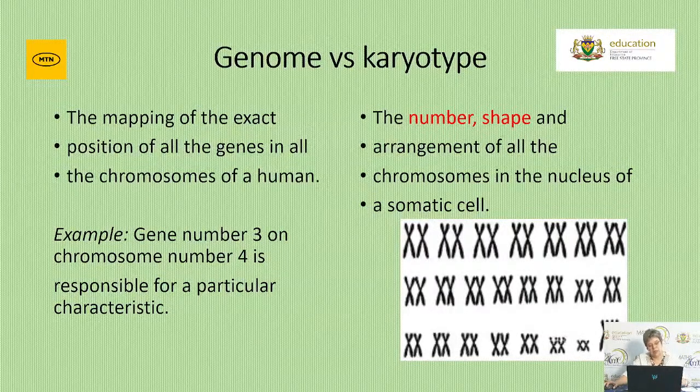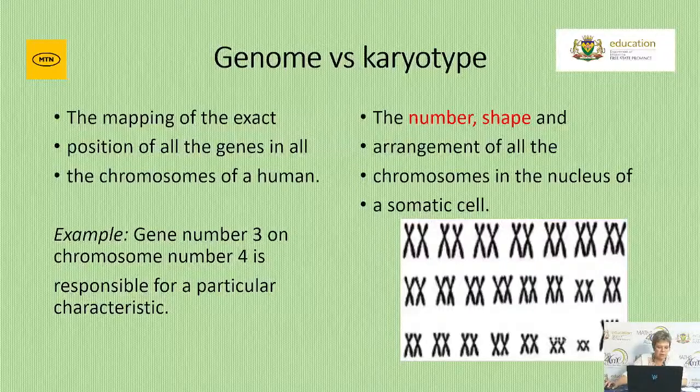A genome is all your genes on all your chromosomes, and that is the human genome. But a karyotype refers to the number and shape of your chromosomes. And in this case, that is called a karyotype, and we can make a lot of conclusions with a karyotype. We will come to that. So very important, the difference between a genome, all your genes. If you have the question, give one word, the biological term, then you must know all your genes is a genome.